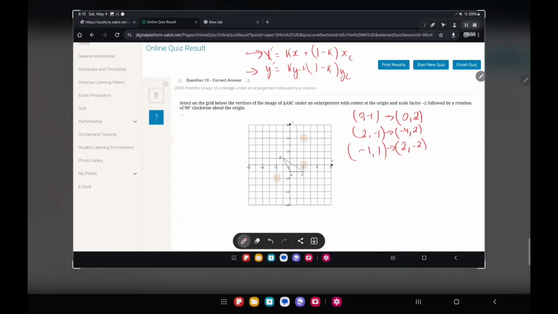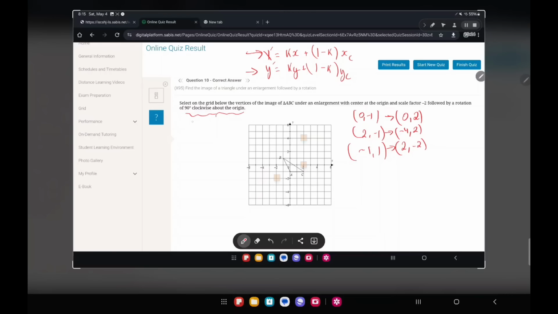Now, rotation of 90 degrees clockwise. For a 90 degree clockwise rotation, it's about the origin. If it's not about the origin, I hope they don't bring it about a certain point. I really hope they bring it for you around the origin. If it's not around the origin, you have to subtract, find the translation, then apply the rule, and then add it to your center of rotation. I really hope they don't bring it for you.